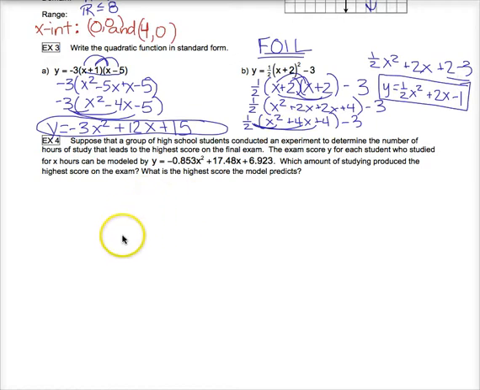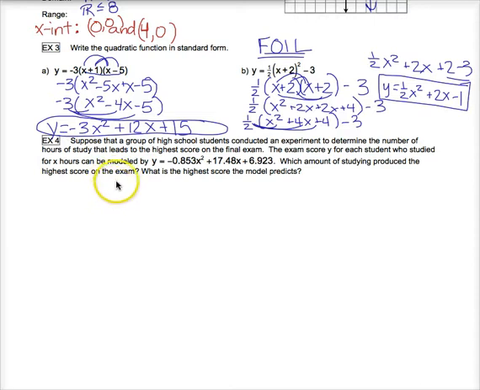All right, last one. Suppose a group of high school students conducted an experiment to determine the number of hours of study that leads to the highest score on the final exam. The exam score y for each student who studied for x hours can be modeled by this lovely quadratic equation. Which amount of studying produced the highest score on the exam? What is the highest score that the model predicts?